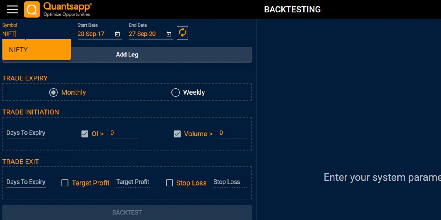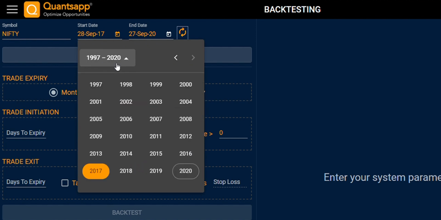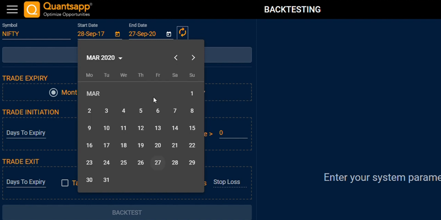Let's take Nifty as of now. Then by default you have a time frame of 3 years. You also have the option to backtest your strategy since inception. As of now, we are testing the strategy for the last 6 months, that is year 2020, and I am taking March 24, the day where Nifty had its low and started to gain again.